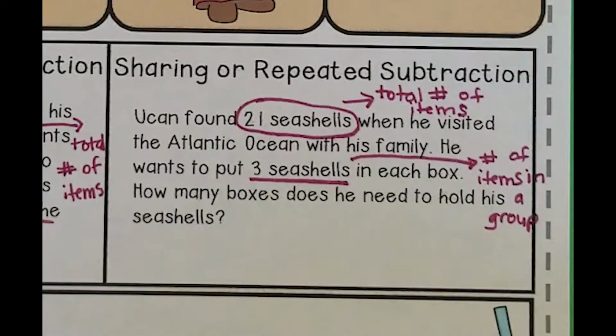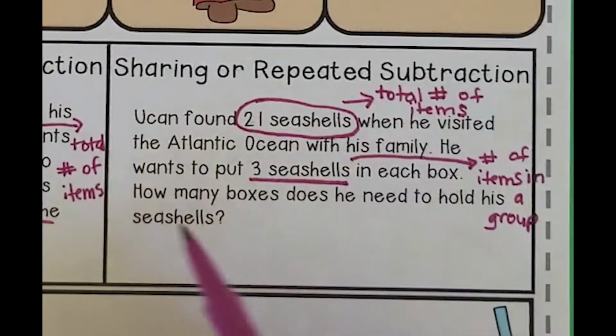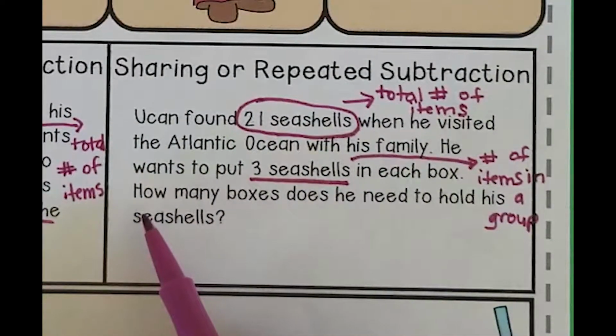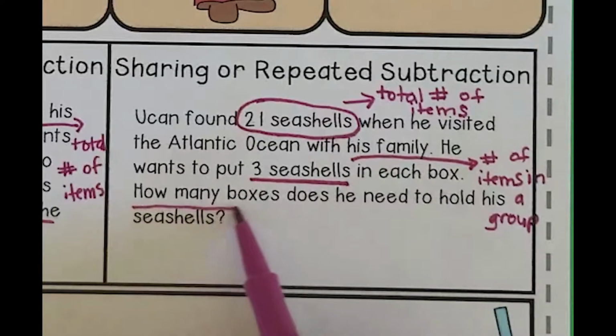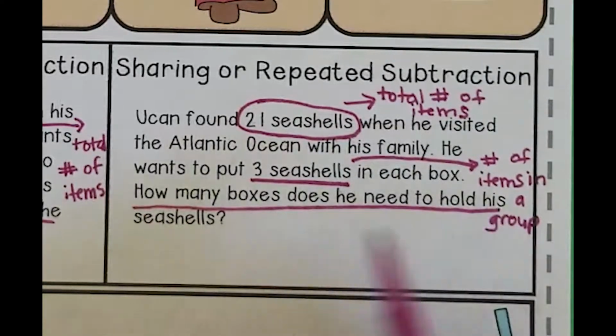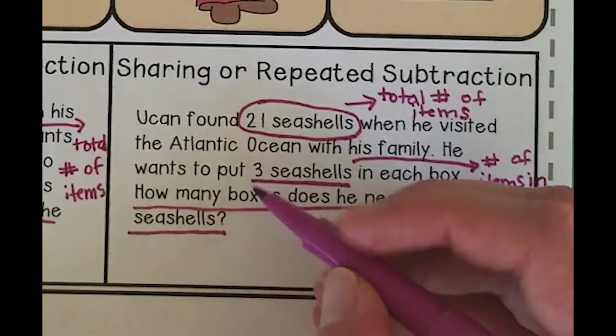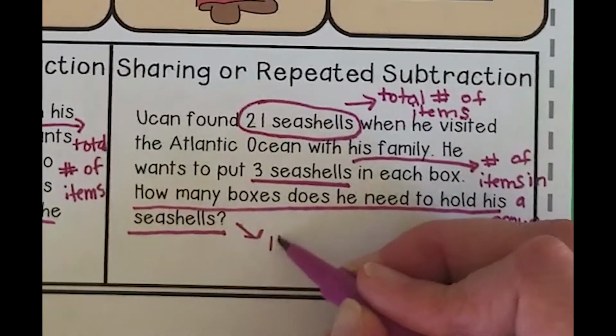So depending on how many siblings he has, I might have to ask him. We don't know if all his siblings are going to get 3 seashells. It may not happen. So the thing we don't know is how many boxes does he need to hold his seashells. He doesn't know the number of groups.